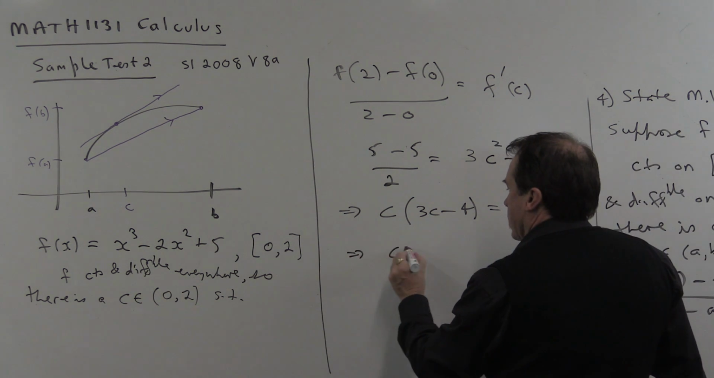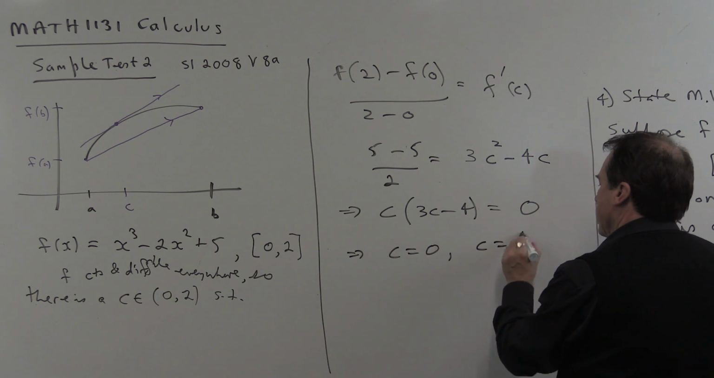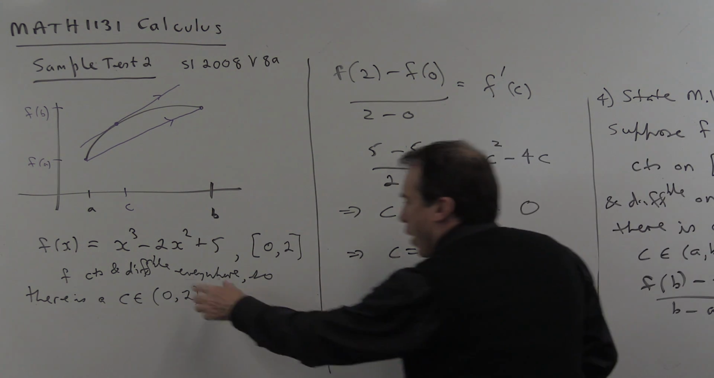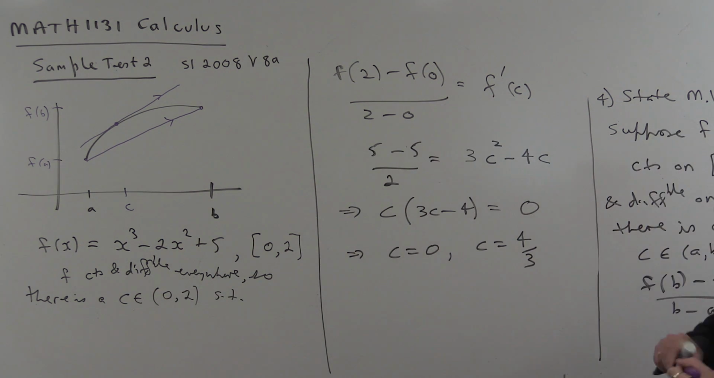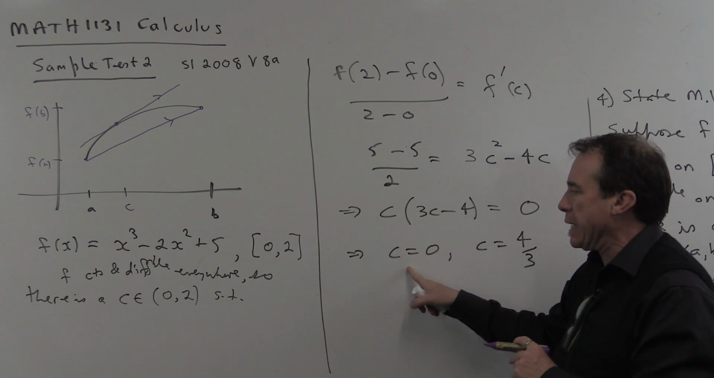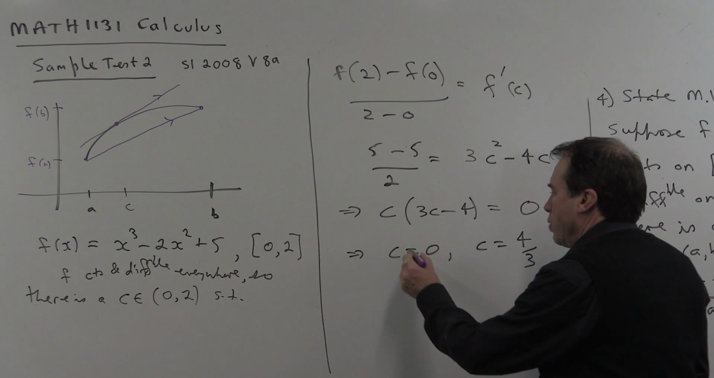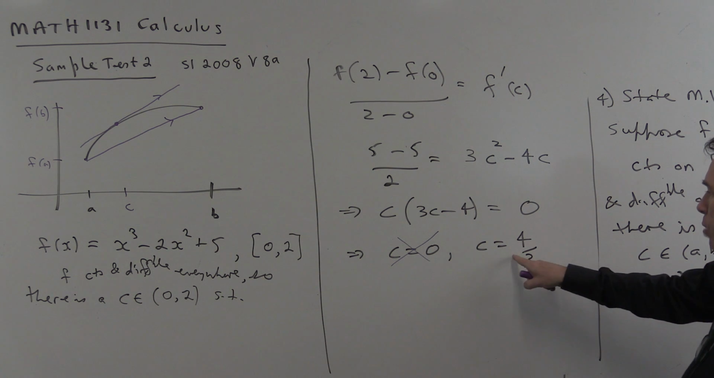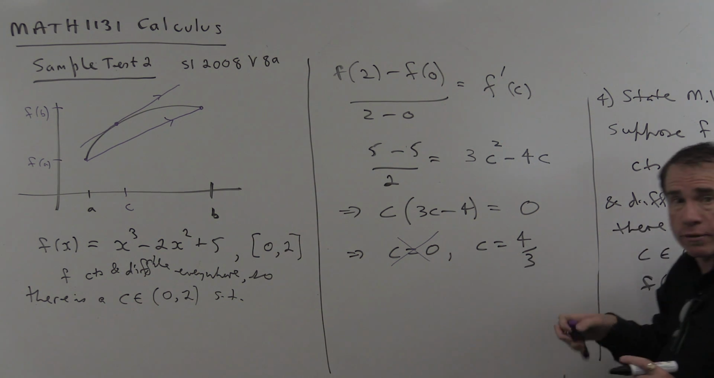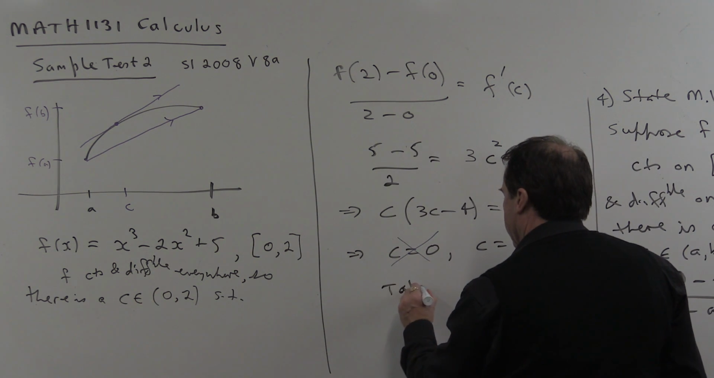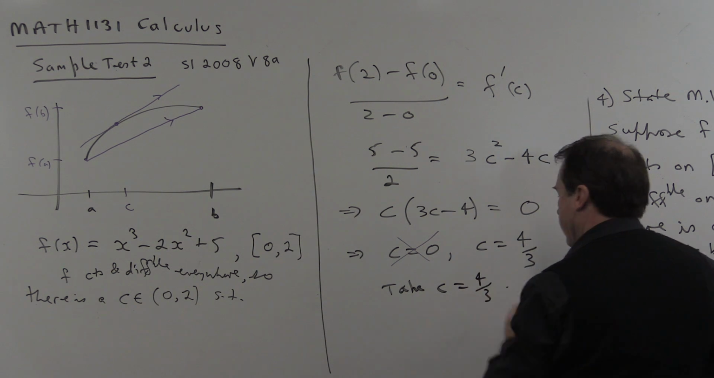So the algebra now tells me that c is 0 or c is equal to 4/3. Now remember, the c has to be in this open interval. And so although the algebra gives us c equals 0 as a possible solution, that's not going to be inside the open interval 0, 2. So in this case, I'm going to ignore that solution as an extraneous solution. The c I'm looking for is 4/3, which is about 1 1/3, and that lives inside the interval. So I'm going to take c equal to 4/3.